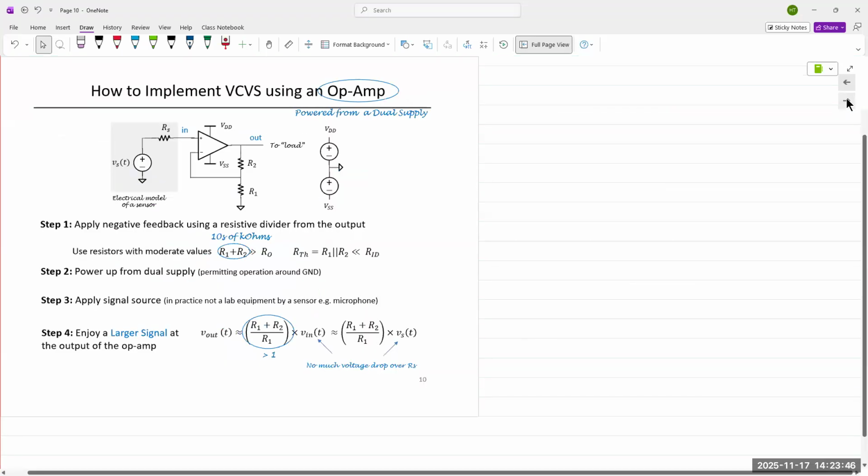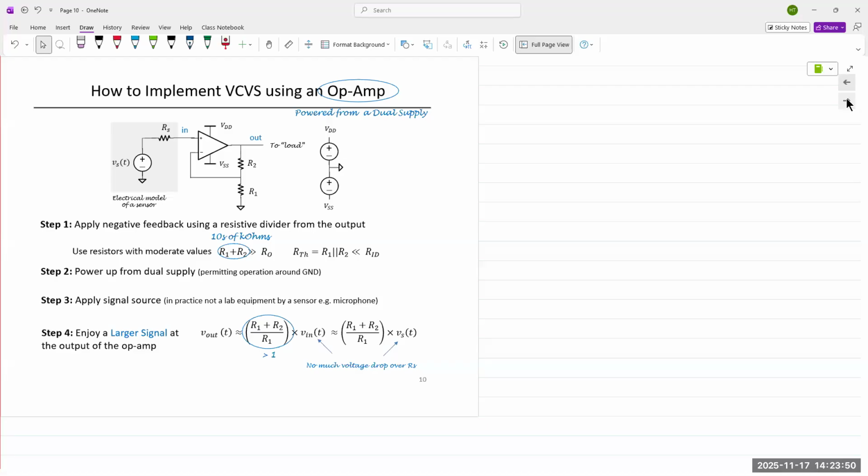All right, so how do we implement a VCVS, or a voltage controlled voltage source, using an op amp? As we said, the output of an op amp can be used to amplify voltages. And if it's used to amplify voltages, we can say that it is behaving like a voltage source that is dependent on the input voltage. Hence, we can classify it as a voltage controlled voltage source.